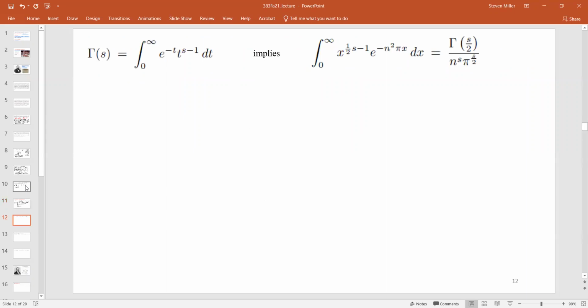Okay. So let's talk a little bit about how we would prove the functional equation. So we start off with the gamma function. Gamma of s is the integral of e to the negative t, t to the s minus 1 dt. And the claim is that the integral from 0 to infinity of x to the 1/2 s minus 1 e to the negative n squared pi x dx is gamma of s halves over n to the s pi to the s halves. If that's true, so let's just assume that this equality on the right holds. What would you want to do to both sides if this is true?